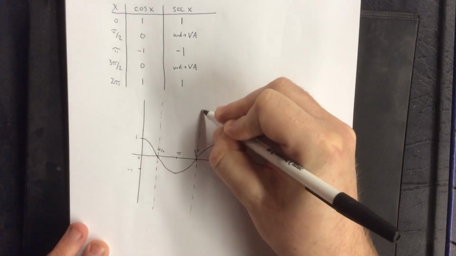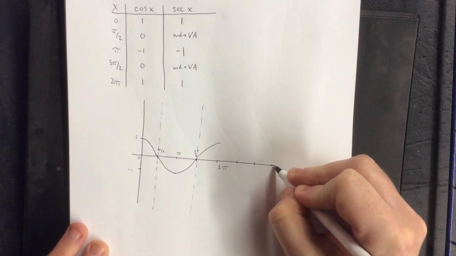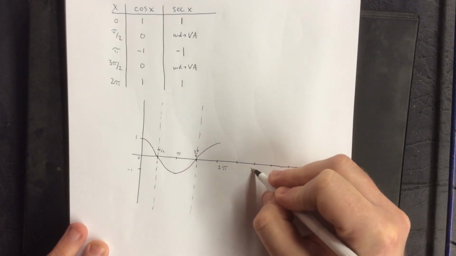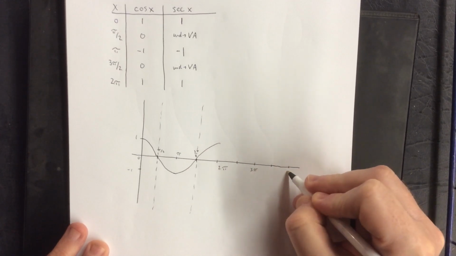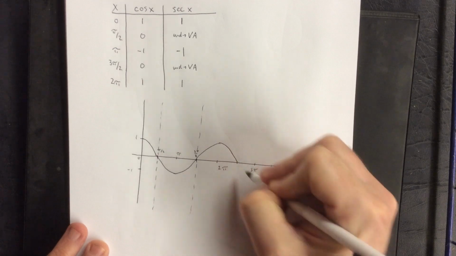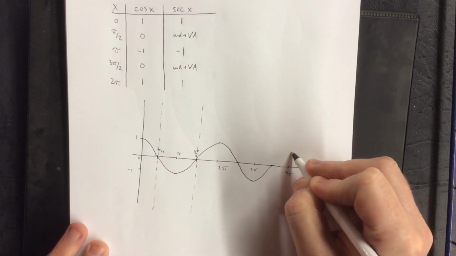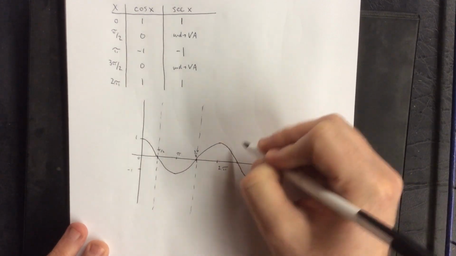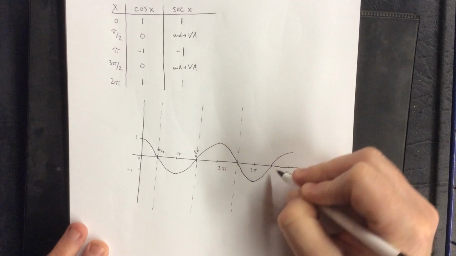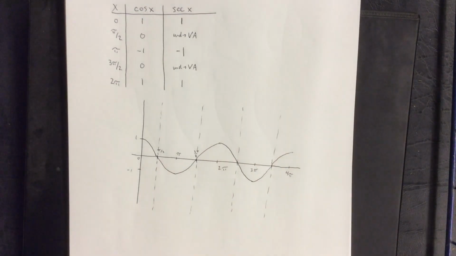You know what? I think this will actually be beneficial if we do a second cycle so that you can see a little bit more continuity in what we're doing. So this will be 5 pi over 2 and 3 pi, 7 pi over 2 and 4 pi. So cosine will come back to the midline, down to a local minimum, back to the midline, and then up here. So again, every time cosine touches its midline, we'll see an asymptote.